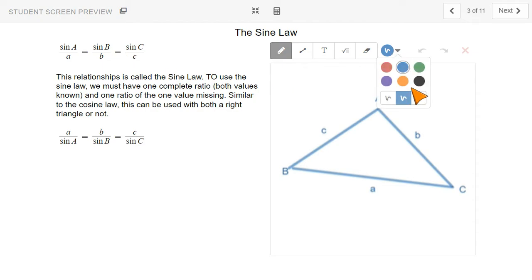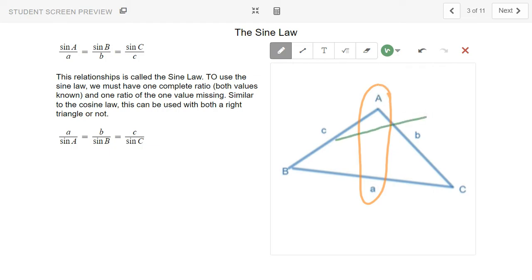So for example, I could say that I am going to use A as the complete pair, and I can use the second pair as B. As long as I have one complete pair and one piece of information in the second pair, then I can use the sine law.